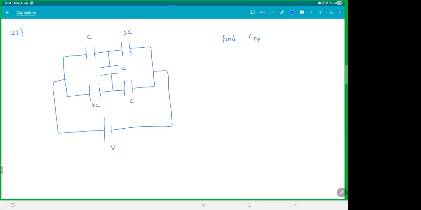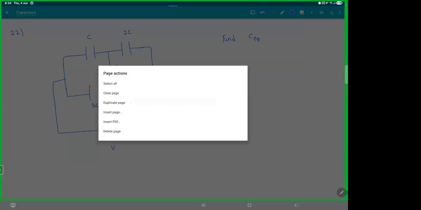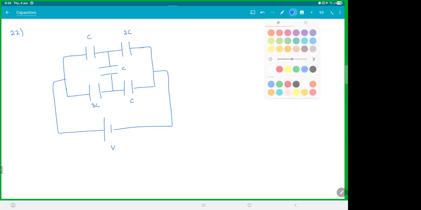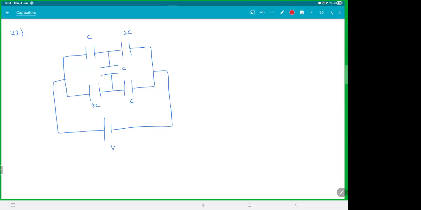So how to take this thing? Step one, choose any point as 0. I will take the negative terminal as 0. Then this point will be V. So this is also 0. This is also V. This point, I don't know, it is not V, it is not 0. There is no wire, so this is X.